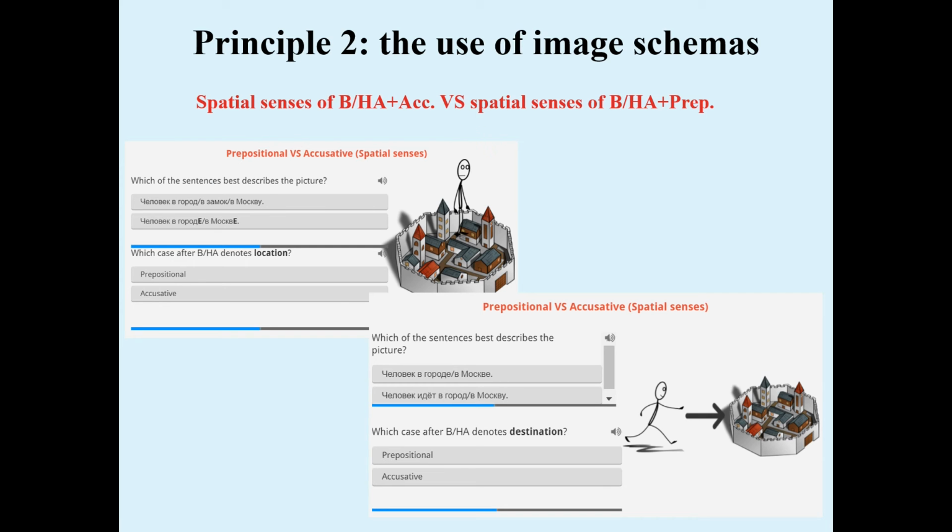We apply the competition model when, for example, explaining the difference between the uses of v, na plus prepositional case, which denote location, and v, na plus accusative case, which denote destination, as shown in this slide.